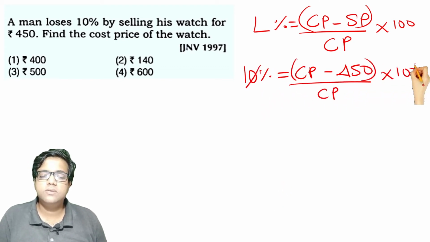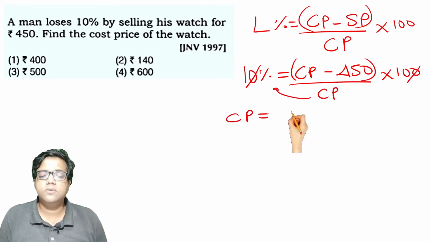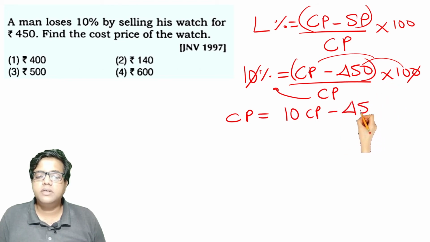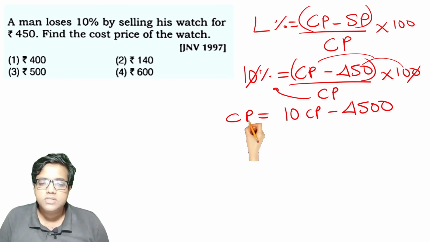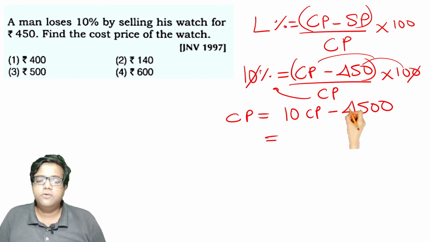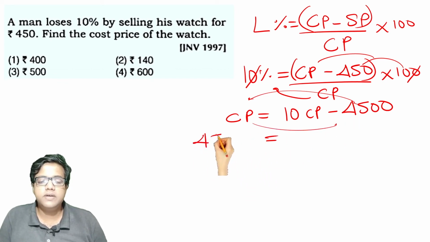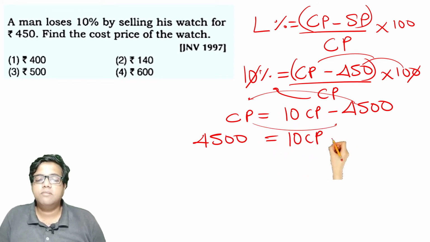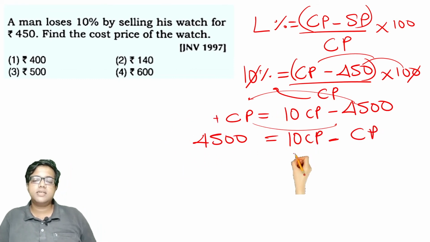This zero goes away, cost price gets multiplied. So therefore cost price is equal to, now 10 gets multiplied, distribute that multiplication. 10 CP minus 450 becomes 4500, right? Now here 4500 will cross over, 10 CP will also cross over. So negative 4500 will become positive 4500, and 10 CP is there itself, minus another 1 CP, because this CP has a positive sign. When it crosses over the equal sign, it becomes negative.